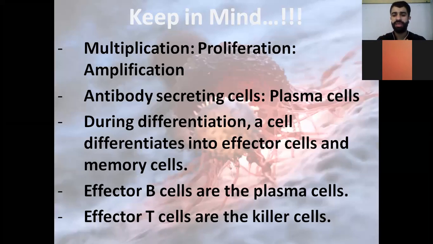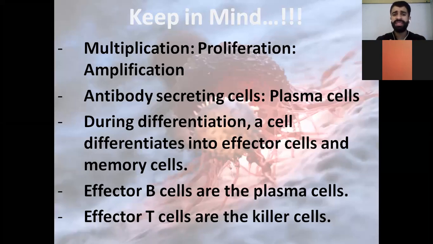Antibody secreting cells are now called plasma cells. We don't call them B lymphocytes. So the plasma cell is the mature form of the B lymphocyte. During differentiation, as we saw, the cell differentiates into either an effector cell or a memory cell. If the effector is a B cell, we call it a plasma cell, since it's able to secrete antibodies. While the effector T cells are called killer cells, which immediately kill other cells.